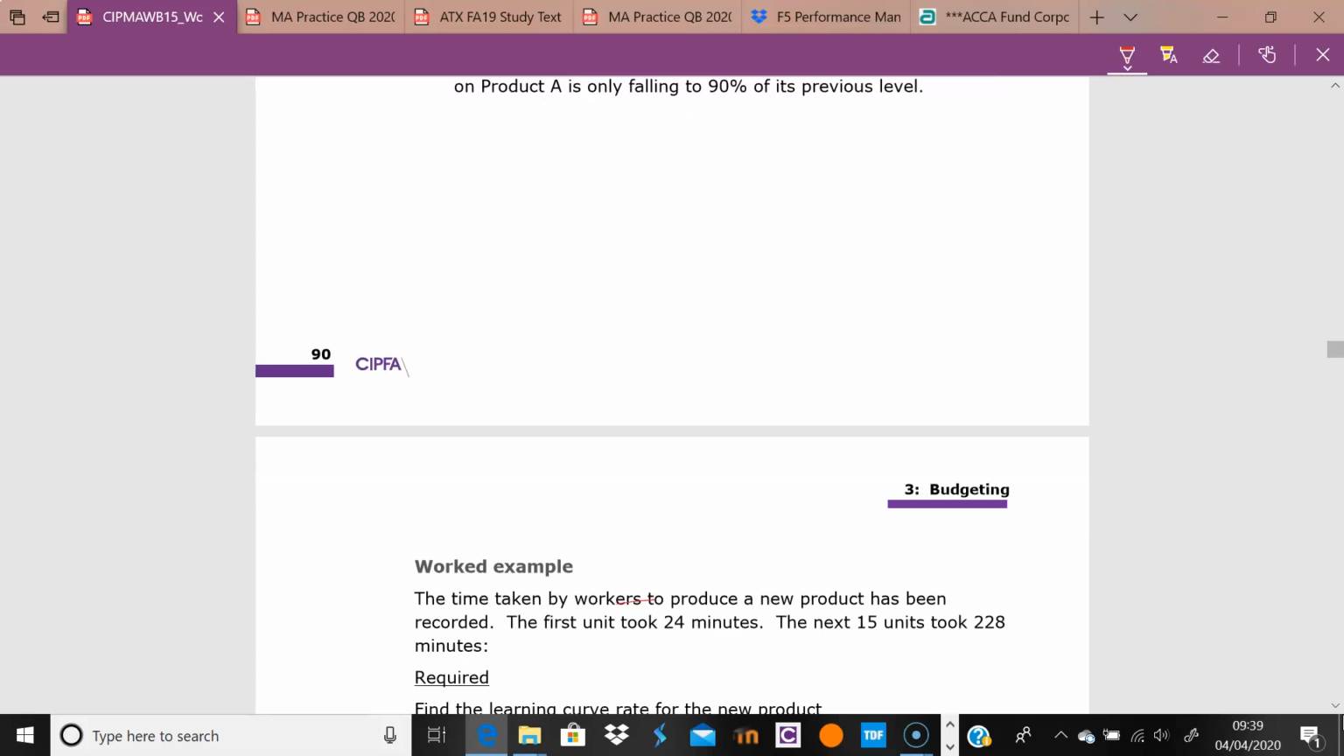So it says here, the time taken by workers to produce a new product has been recorded. The first unit took 24 minutes. So I'm thinking, okay, unit 1 took 24 minutes. So the total time must be 24. So you're always putting the average in the middle and the units here. Always, always, always, and then total here. Really important, right? And it says the next 15 units took, so the next 15 units, so all the next units up to 16. The next 15 units took 228 minutes. So that's basically from unit 2 to unit 16, 228 minutes.